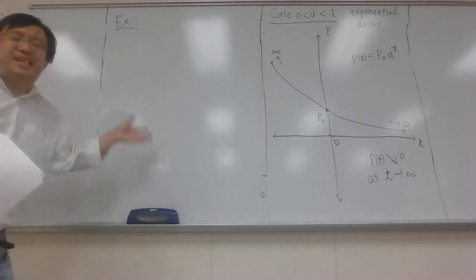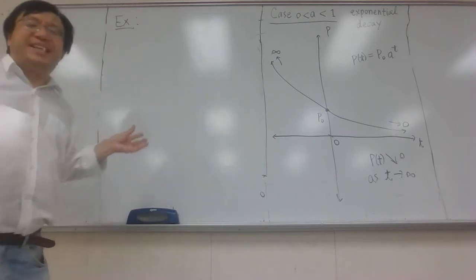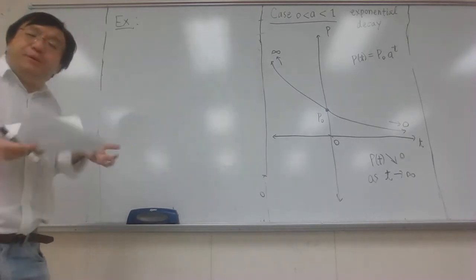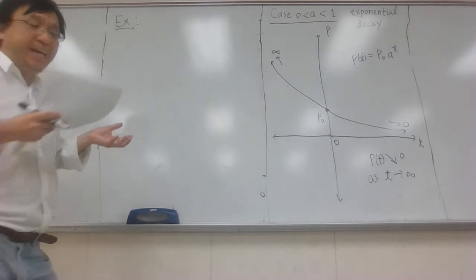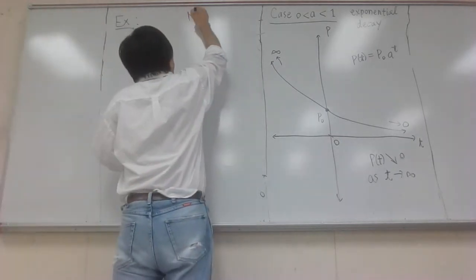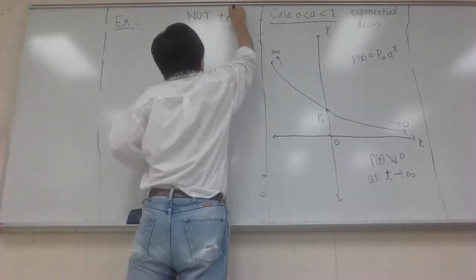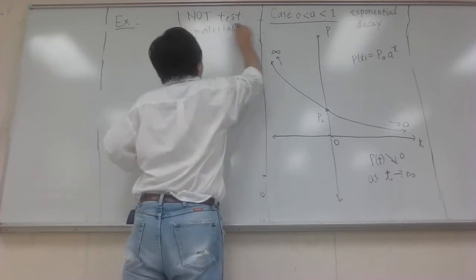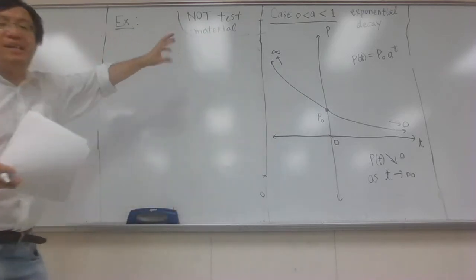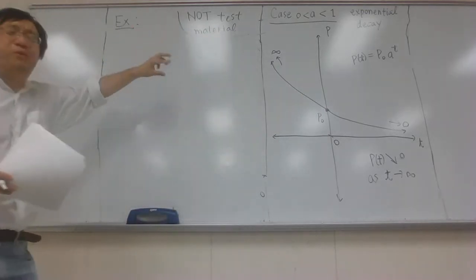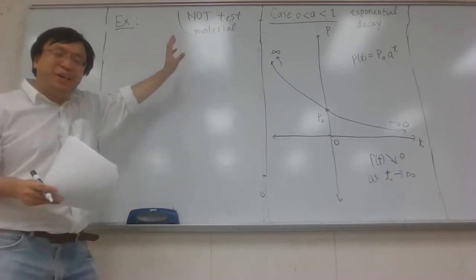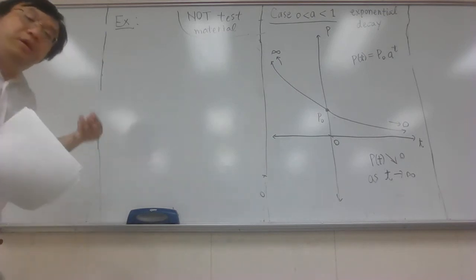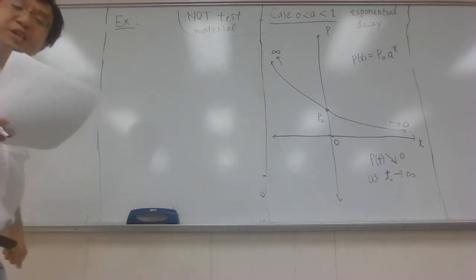By the way, these types of examples are not the type of things that I would put on a test. These are not test material. They are just things for you to do on your own to build intuition about exponential growth and exponential decay. Maybe I'll put it in the homework, or maybe I won't, but it is not the type of material that I would put on the test.